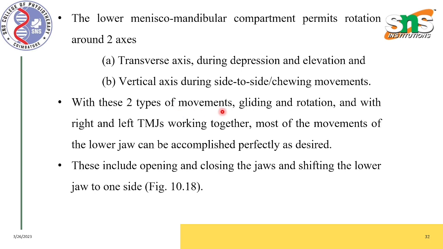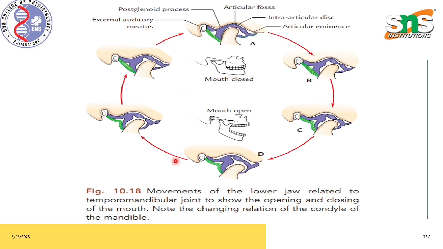With these two types of movements, gliding and rotation, and with the right and left temporomandibular joints working together, most of the movements of the lower jaw can be accomplished perfectly as desired. These include opening and closing the jaws and shifting the lower jaw to one side. So these are the movements of the lower jaw related to the temporomandibular joints to show the opening and closing of the mouth. So note the changing relation of the condyle of the mandible.